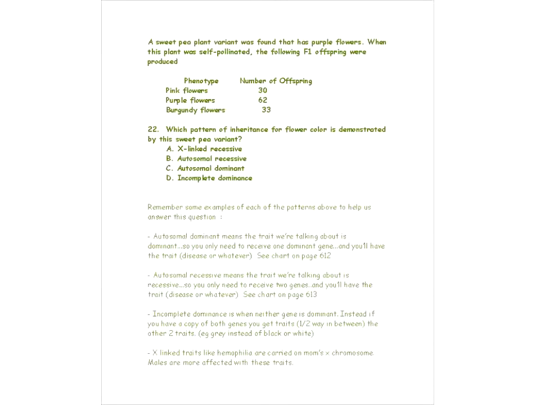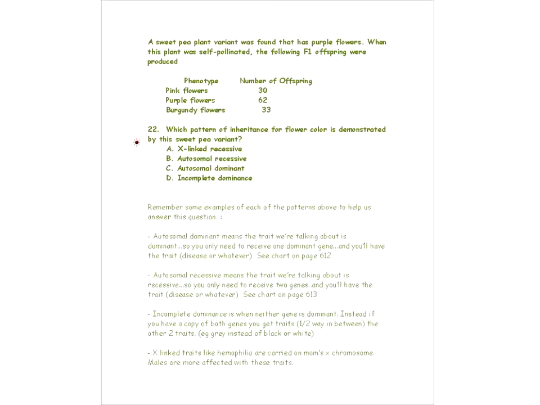Good stuff. So, on to the next one. The next question says, a sweet pea plant variant was found that has purple flowers. When this plant was self-pollinated, the following F1 offspring were produced. Remember, F1 is just the kids that are produced from the parents. F2 would be the grandkids, you could say, from the original parents. Okay, so we notice that we have pink flowers, purple flowers, and burgundy flowers. And the question says, which pattern of inheritance for flower color is demonstrated by the sweet pea variant?